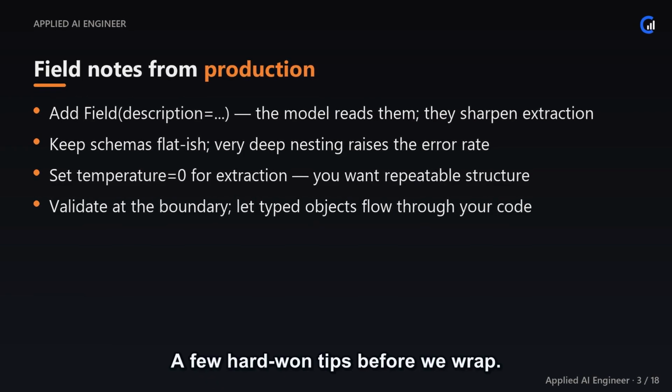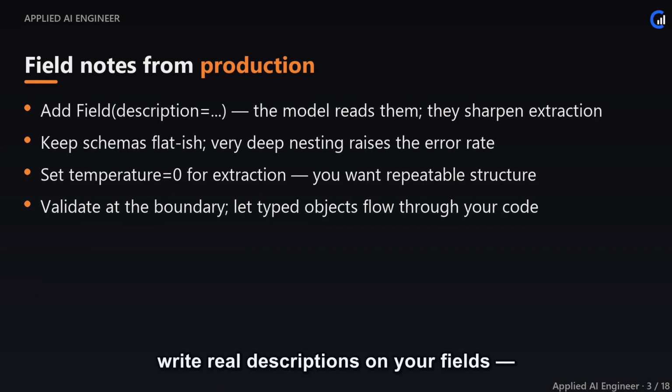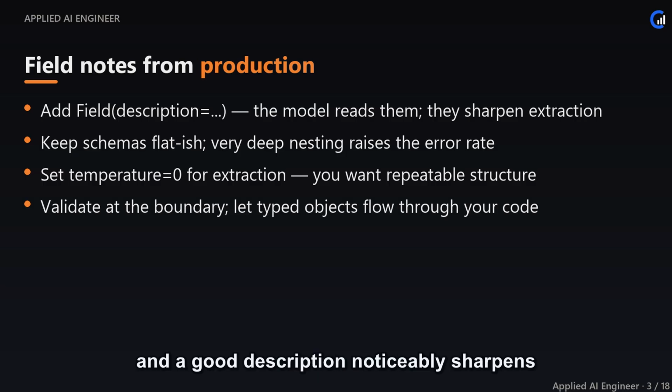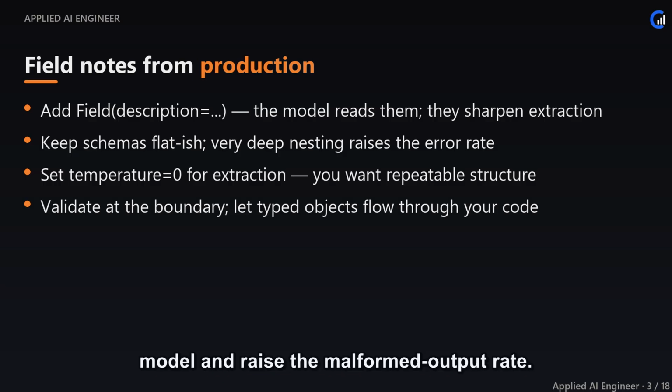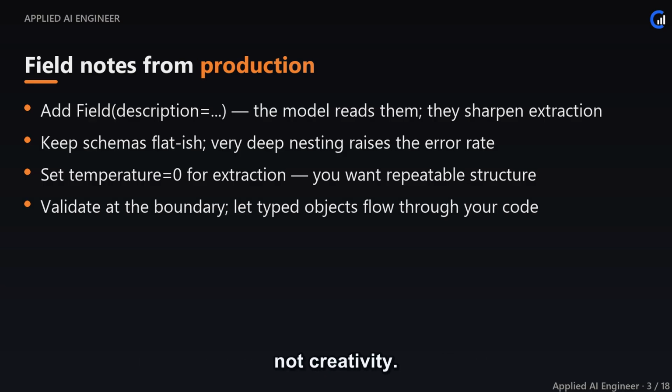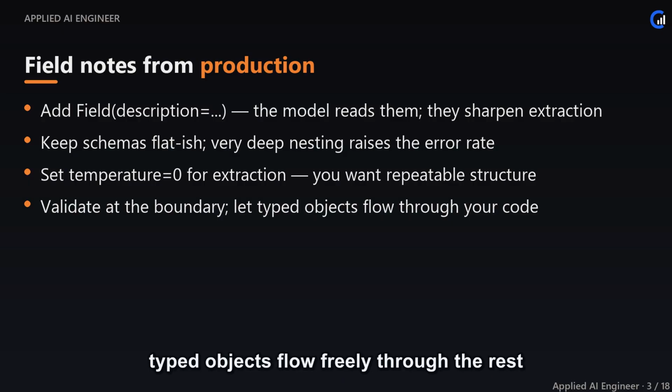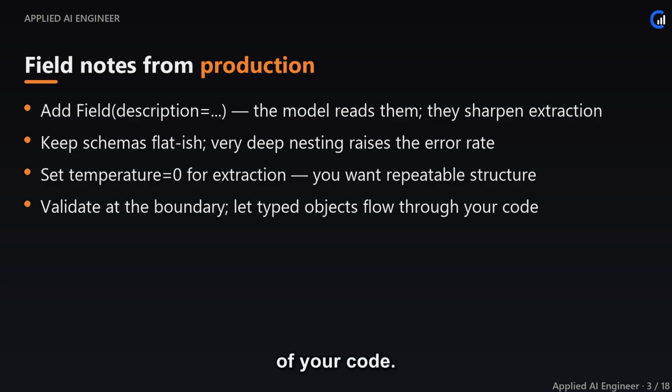A few hard-won tips before we wrap. First, write real descriptions on your fields. The model reads them as part of the tool, and a good description noticeably sharpens extraction. Second, prefer flatter schemas. Deeply nested structures are harder for the model and raise the malformed output rate. Third, use temperature 0 for extraction, because you want the same structure every time, not creativity. And validate once, right at the boundary where data enters your system, then let clean, typed objects flow freely through the rest of your code.